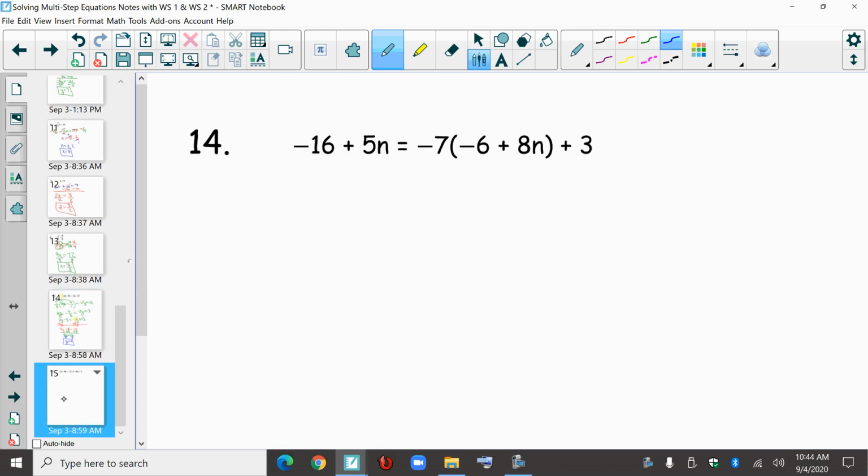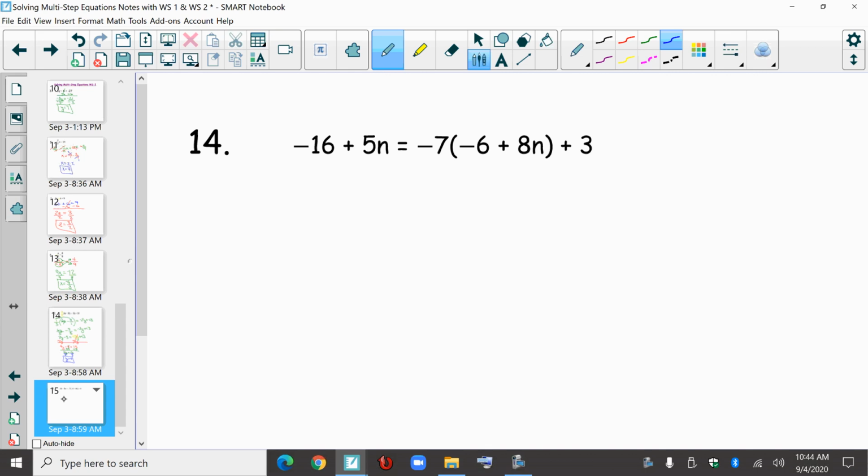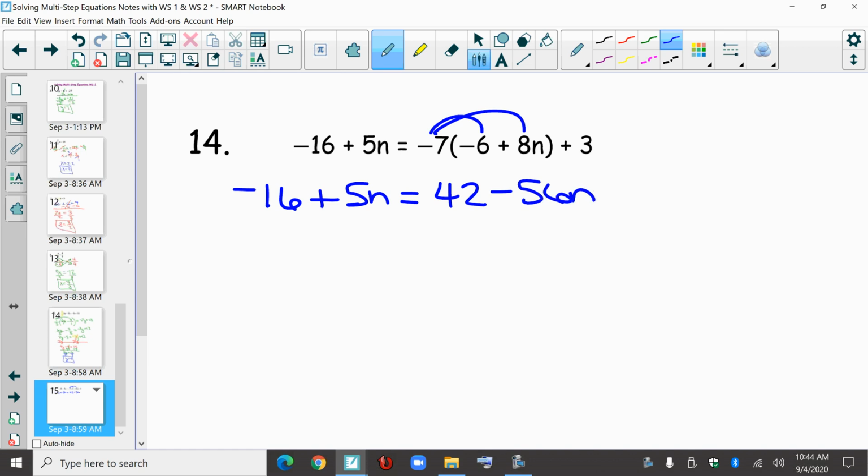The last problem I'm going to do with you is number 14. Number 14, the very first thing that you should notice is you have parentheses on the right-hand side. So I'm going to drop down the left, and I'm going to distribute. Negative 7 times negative 6 is a positive 42. Negative 7 times positive 8 is going to be a negative 56n. Drop down the 3.